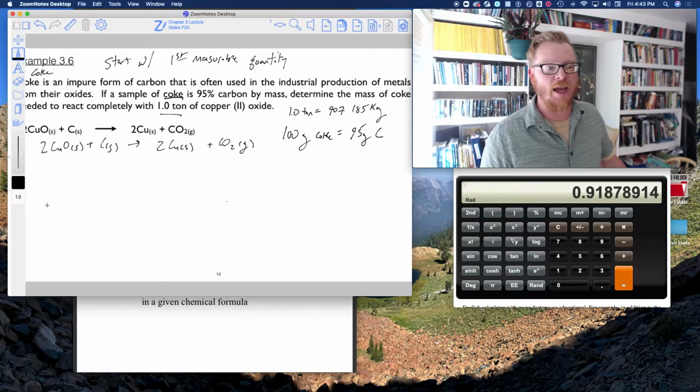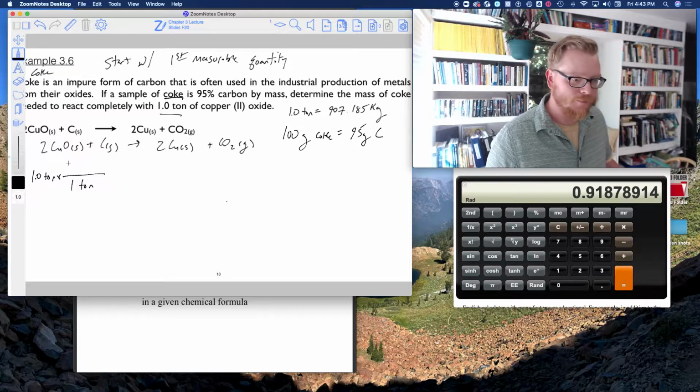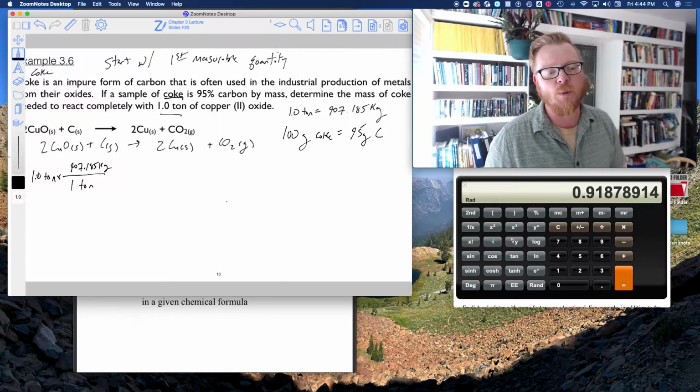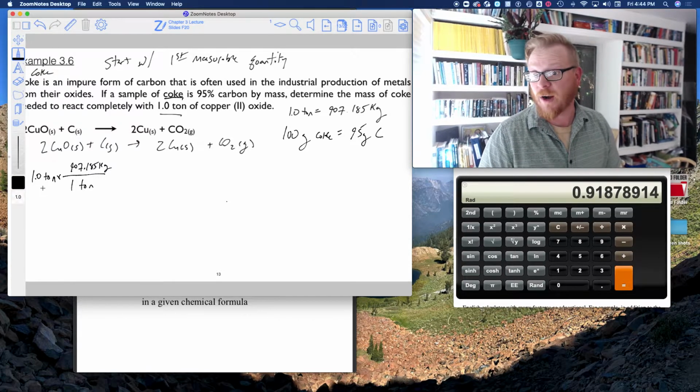So I'm going to start by saying 1.0 ton. And I know in this relationship, 1 ton is 907.185. I started with this being redundant because what if this wasn't 1.0? What if it was 1.2 or 7.34 or whatever, right?